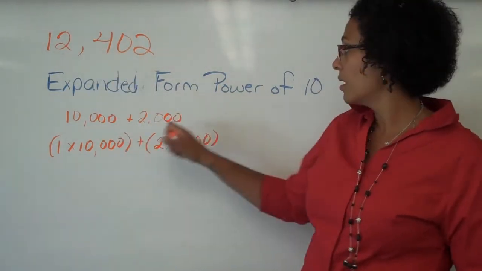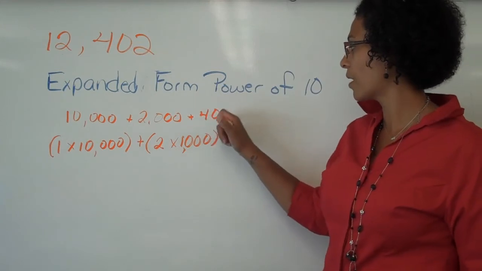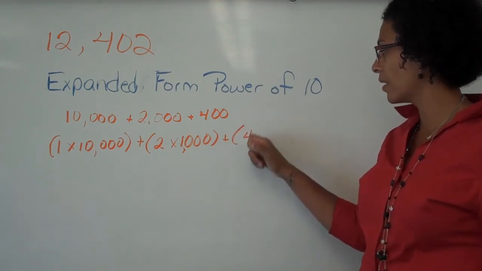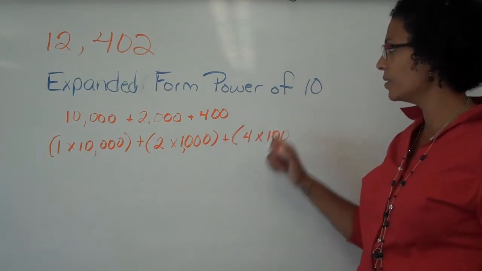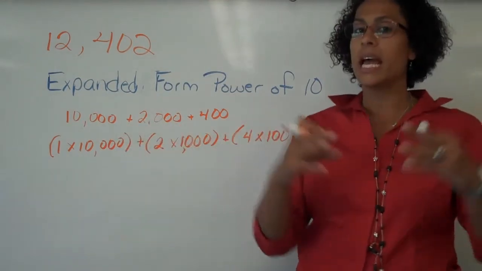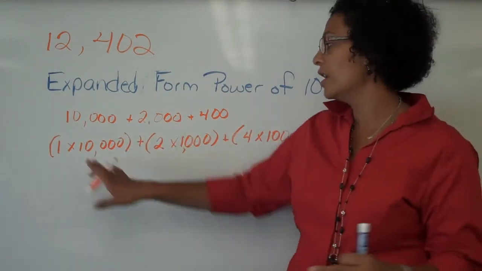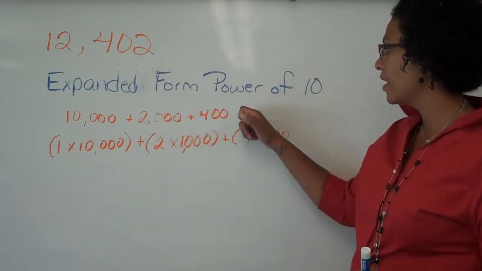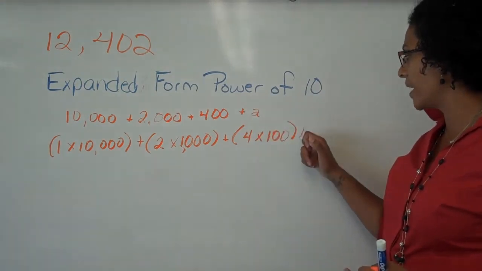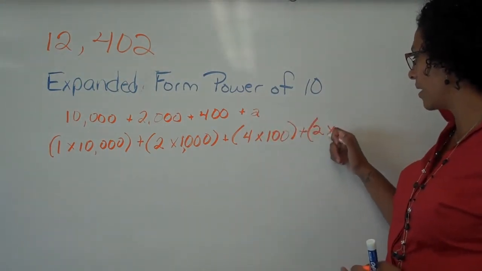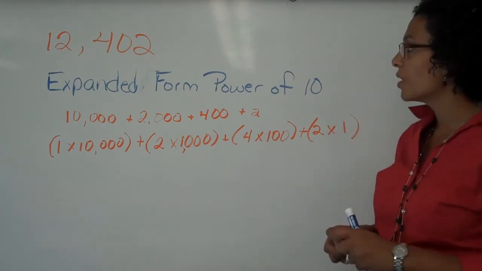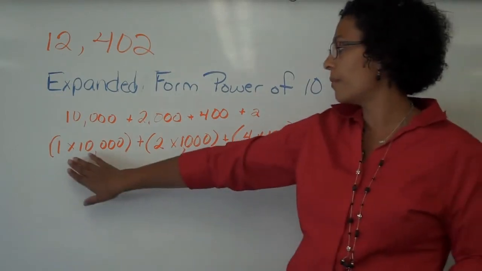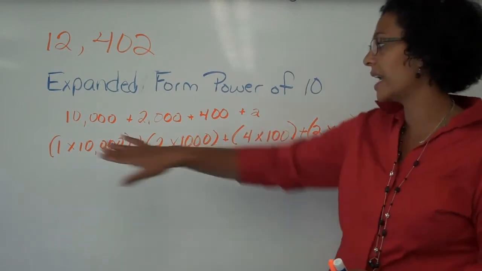This 4 in my regular expanded form is worth 400. When I expand it in the power of 10, I'm going to do 4 times 100. So it's almost like I'm taking this expanded form and now even stretching it out even further to show how I would multiply to get that number. No tens again, and then we have plus 2, and this 2 is 2 times 1. Okay? So we're taking this expanded form and we're stretching it out even further to show the power of 10 that we would multiply to get this number.